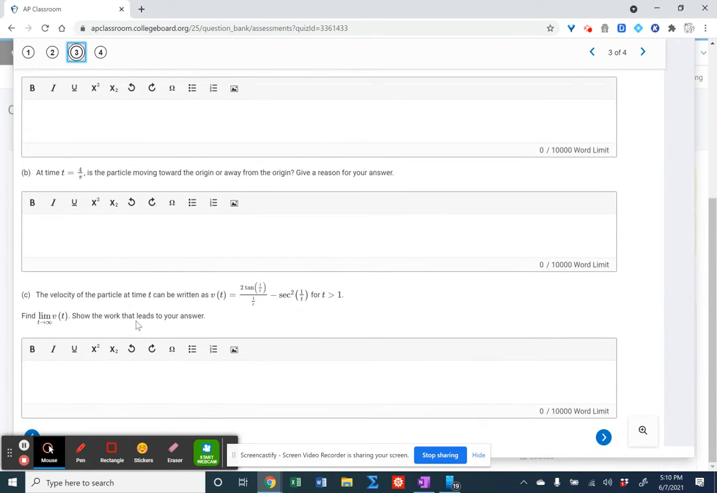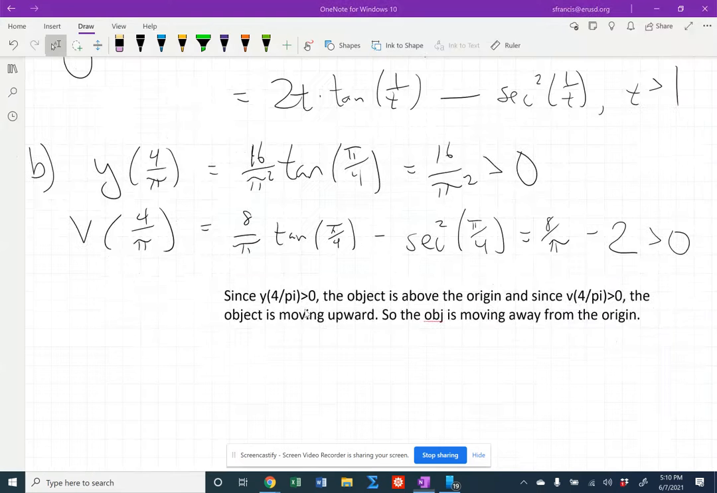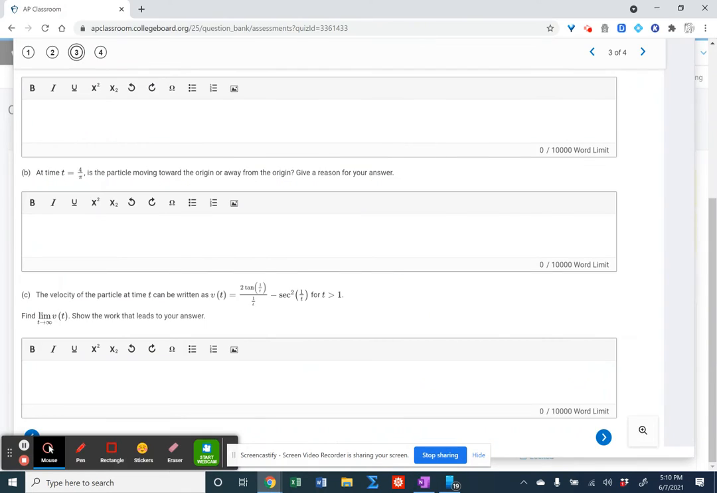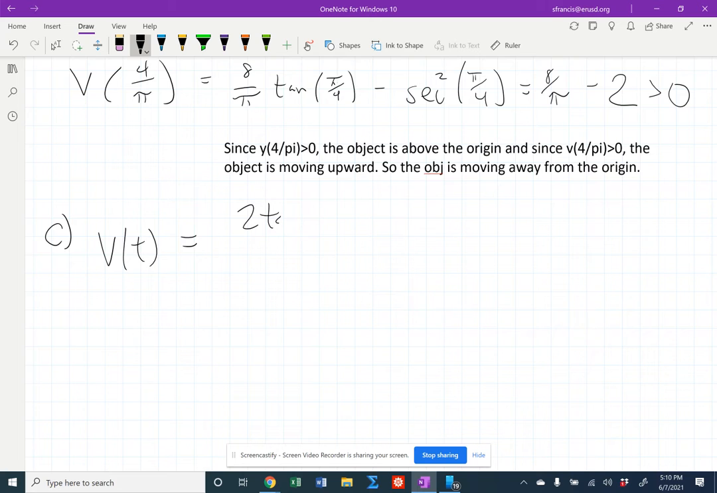Part C, and the last part of this one, the velocity of the particle at time t can be written like this. They did a little bit of algebraic rewrite because they're concerned that if they don't show you this step, this might be the one step that keeps you from answering this question well, and they don't want you to get caught up by that.